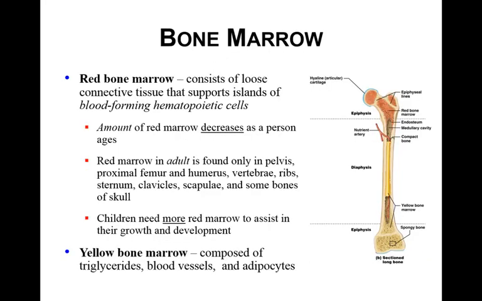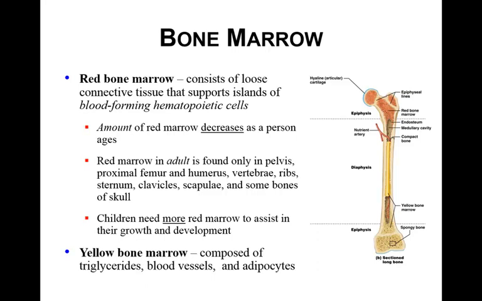Okay, red bone marrow. You have two types of bone marrow, red and yellow. Red bone marrow is mainly loose connective tissue, and it has a lot of blood-forming hemopoietic cells, and those are basically cells that form red blood cells. The amount of red bone marrow decreases as a person ages. Children need a lot more red marrow because they're doing a lot more growth and development.